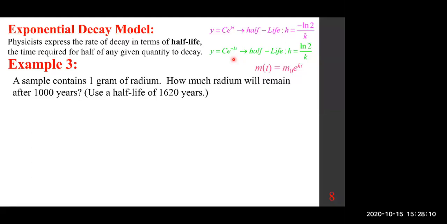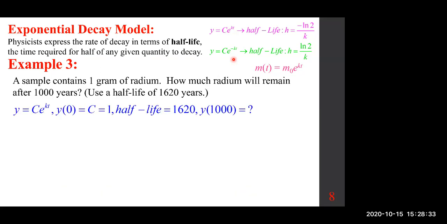So here's the question. A sample contains 1 gram of radium. How much radium will remain after 1,000 years? We know the half-life is 1620. Any formula that you want to use, you put it there: c e to the power of kt, c e to the power of minus kt, m of t equals m sub 0 e to the power of kt. Choose, doesn't matter. The half-life is 1620, and we want to know what happens in 1,000 years. y of 1,000 is of interest to us.